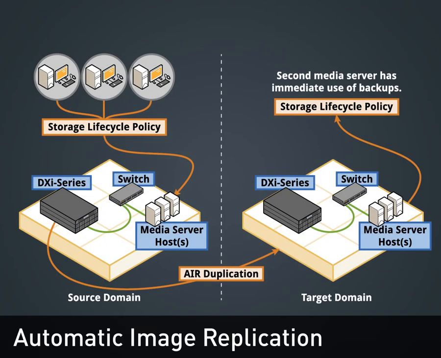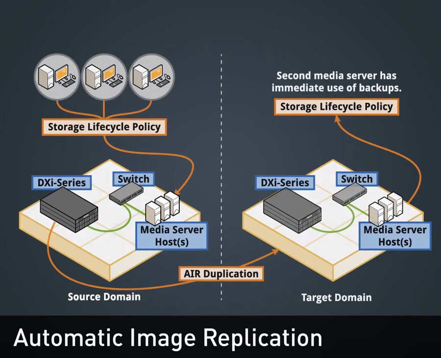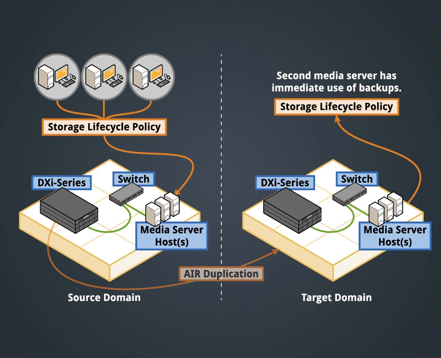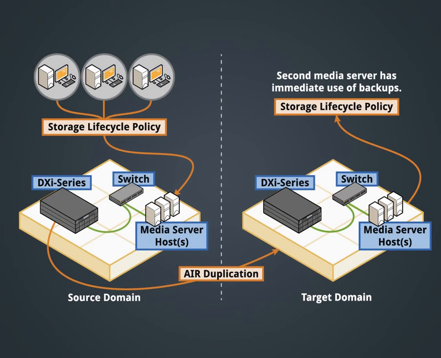With the Automatic Image Replication, or AIR, feature, data on a DXi system's LSU is automatically duplicated to a remote LSU that resides on a DXi system in a different NetBackup domain. That's the key with OST AIR, automatically duplicating data from one NetBackup domain to a completely different NetBackup domain. The data that's sent to the remote NetBackup domain is automatically imported into the catalog and available to use immediately after import. This feature makes the disaster recovery process much easier for environments with two NetBackup domains.